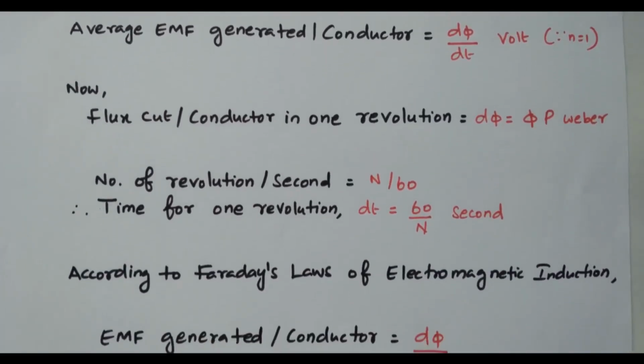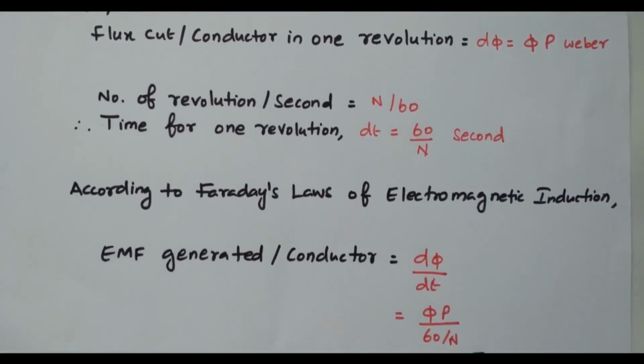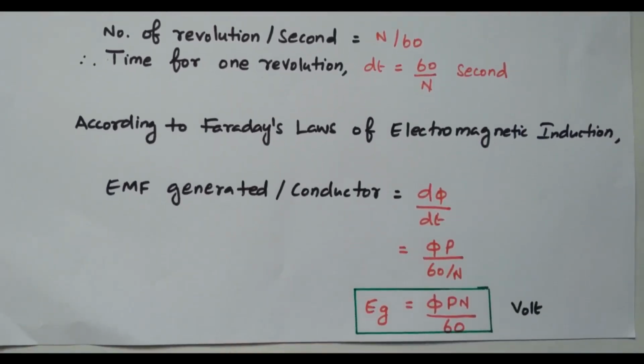According to Faraday's law of electromagnetic induction, EMF generated per conductor is equal to dΦ by dt. The dΦ we calculated is Φ into P, flux into poles, divided by the time taken, 60 by N. So this N will go to the numerator. So ΦPN divided by 60 volts. So the generated EMF is equal to ΦPN divided by 60 volts. So this EMF depends upon the flux available in the generator, the number of poles, and then the speed of the generator divided by 60.